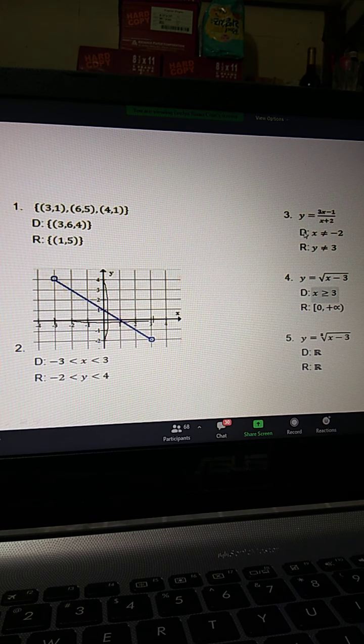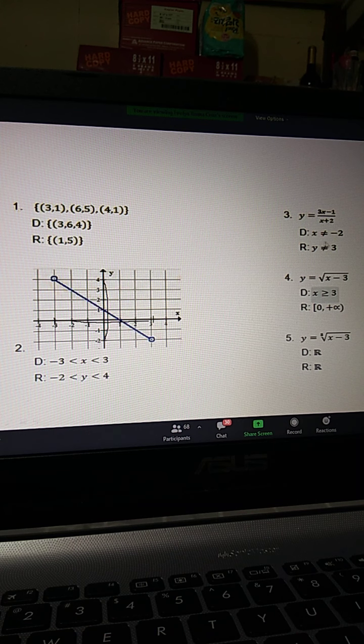Okay? So this one, to get your domain, you simply equate your denominator with 0. So x plus 2 is equal to 0. So x is equal to negative 2. What does x equals negative 2 mean? Meaning, x equals negative 2 is the value of x that makes your equation undefined. And we do not want negative 2. Therefore, the domain is all real numbers except negative 2.